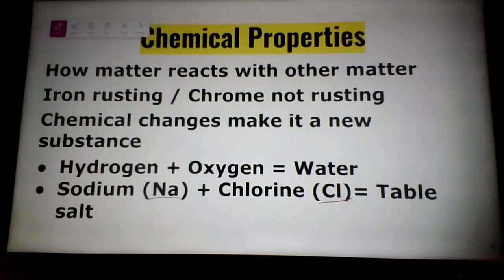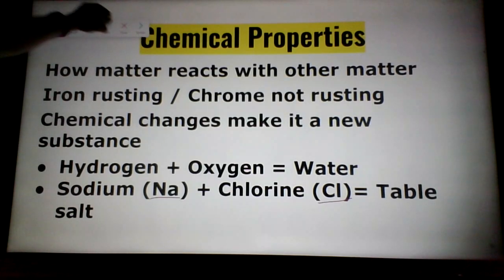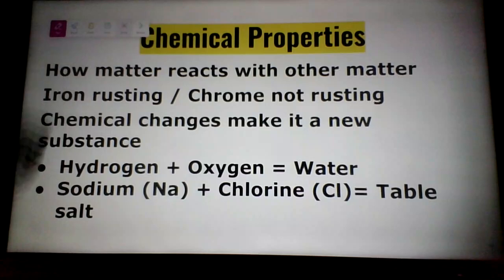But table salt, this is a solid that we eat. So we take 2 very deadly poisons and they come together and they make something that we eat. And if we eat in the correct amounts, very healthy for our bodies. And more details about that during our periodic table chapters.